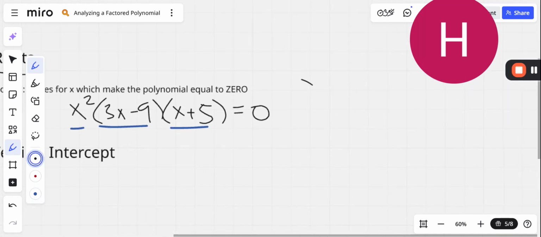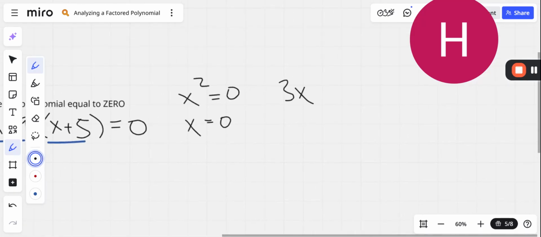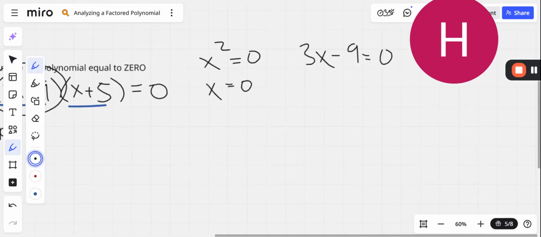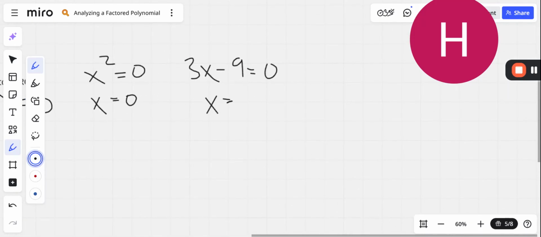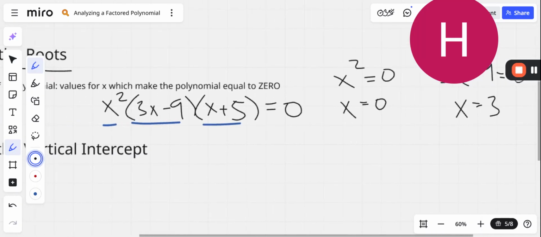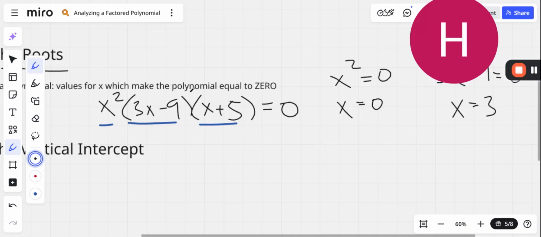So that allows us to say that x squared equals 0 has some solutions for us. That would just be x equals 0. 3x minus 9 equals 0 has some solutions for us, right? What I'm doing is setting each of these factors equal to 0. And that will leave us with x equals 3, and also x plus 5 as a factor could possibly equal 0. This gives us some solutions as well. So we'll have x equals negative 5. These are all solutions to the equation f of x equals 0. So in a sense, they make the polynomial equal to 0.